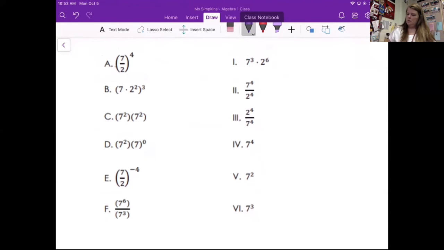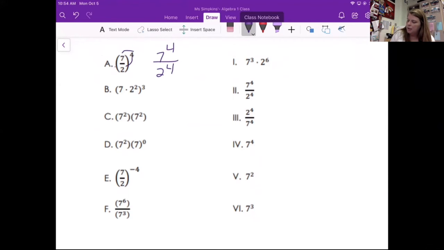Okay, so first thing I want to look at is the matching portion. Good job, Madison. So the first one was a quotient division problem with an exponent outside the parentheses. So that means we can give this exponent to the numerator and the denominator. So that would give us 7 to the 4th over 2 to the 4th, which was the second one.